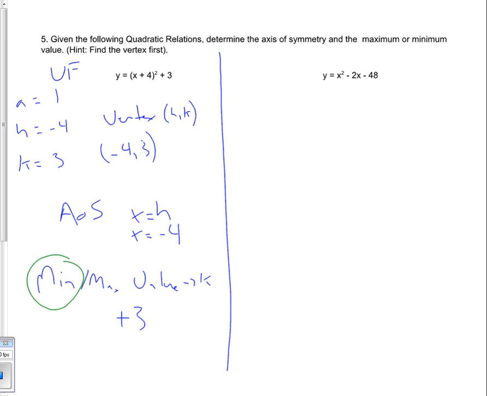Okay? So the example on the right here is a little bit more complex because it's given to us in standard form, so we need to actually go through and figure out the zeros first, and then from the zeros we can determine the information. So let's go through and actually figure out what the factored form of this equation is going to be.